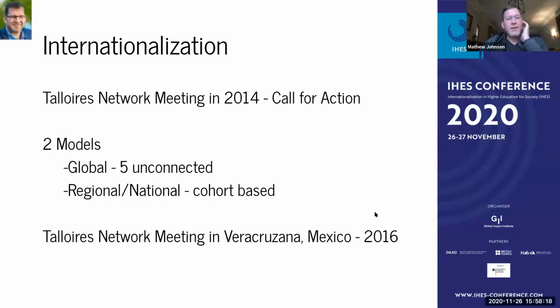Go ahead. So as Georgina mentioned, we've had some push to internationalize beginning in 2014 in the Talloires meeting. We started with a thought to do two models. One was a global model of 5 unconnected institutions in different nations or regions. And at the 2016 Talloires meeting, 2 regional cohorts emerged, and we decided to go in that direction.